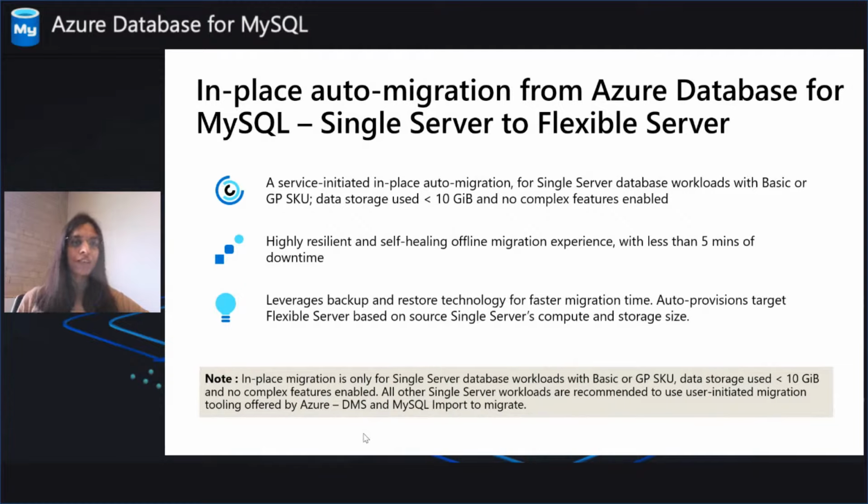The eligibility of the single server workloads for in-place auto migration is based on the following three conditions. Your single server database workload has a Basic or a GP SKU, the second condition is that your data storage is less than 10 gigabytes, and there are no complex features like CMK, AD, or read replicas enabled for your database workload. Again, the eligibility is decided by the Microsoft service, and we go ahead and schedule your single servers for these in-place auto migrations.